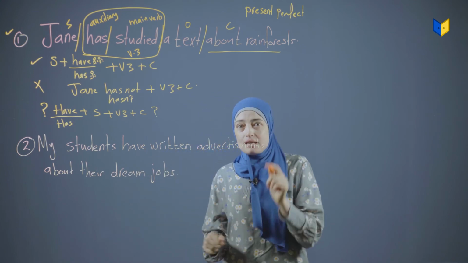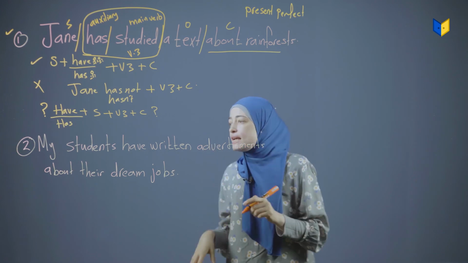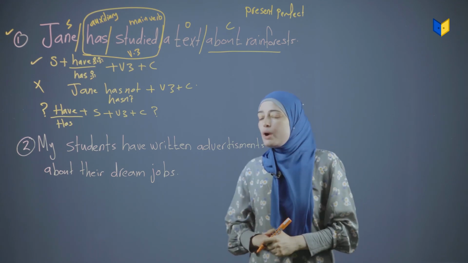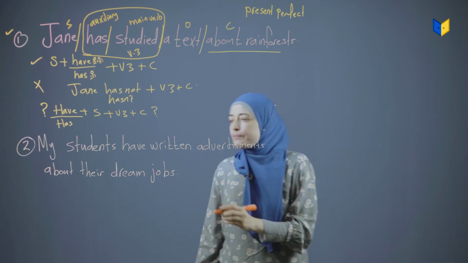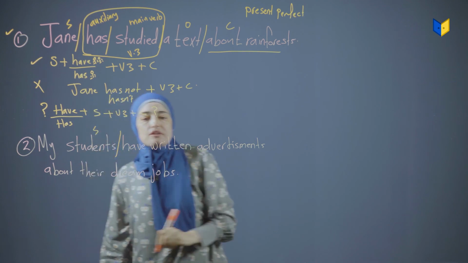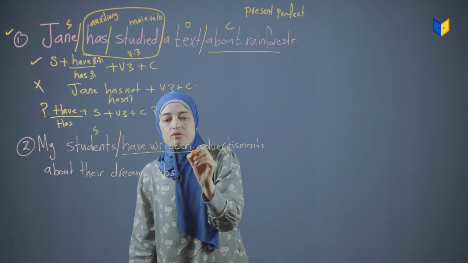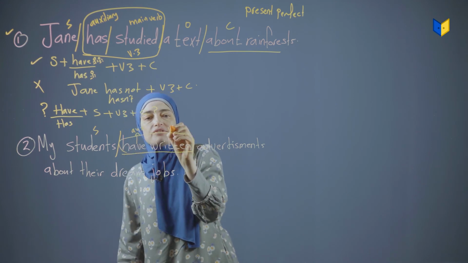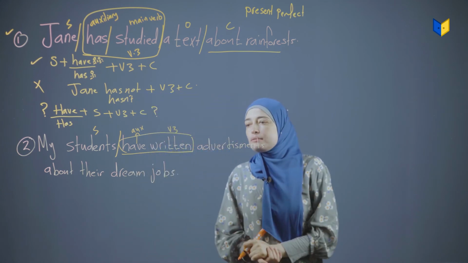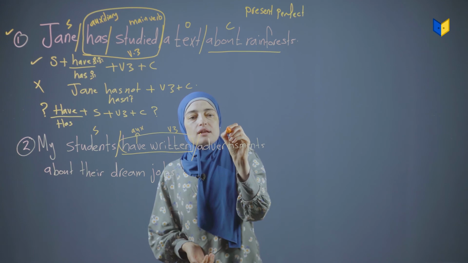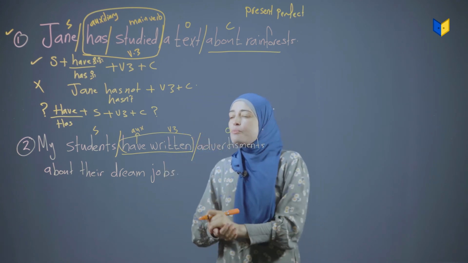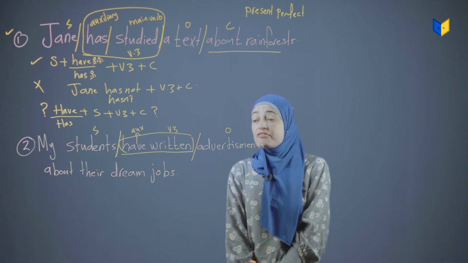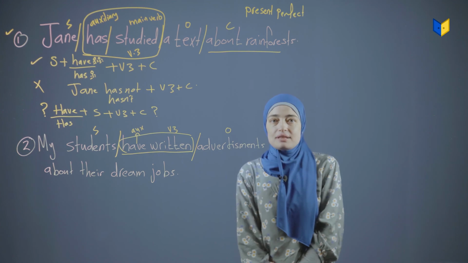Shall I move to the next one? Now it's your turn. You have to do it. Yes. My students have written advertisements about their what? Dream jobs. Yeah. Subject. My students. Bravo. Verb. Yes. Have written. Have, it is the auxiliary. And this is verb 3. Also, it is called what? Main verb. And this is what? The object, right? Can you make it negative? Students, yeah. My students, yes, have not written advertisement and so on.